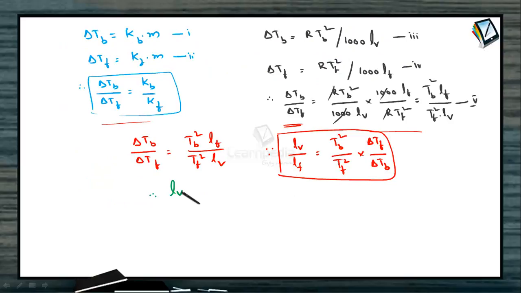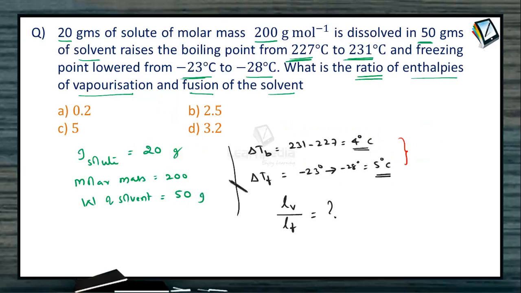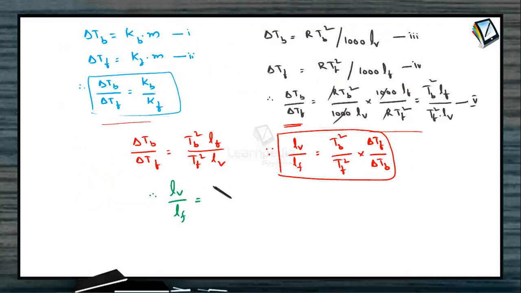Therefore, LV by LF, that is the ratio of enthalpy of vaporization to enthalpy of fusion, is equal to TB square. What is TB square? Square of the boiling point. But what is the boiling point of the solvent given? We are given 227 degrees centigrade. The boiling point is raised to 231. In other words, the normal boiling point is 227 degrees centigrade, that is 227 plus 273, that comes out to be 500 Kelvin. So therefore, TB square can be written as 500 into 500 by TF square.